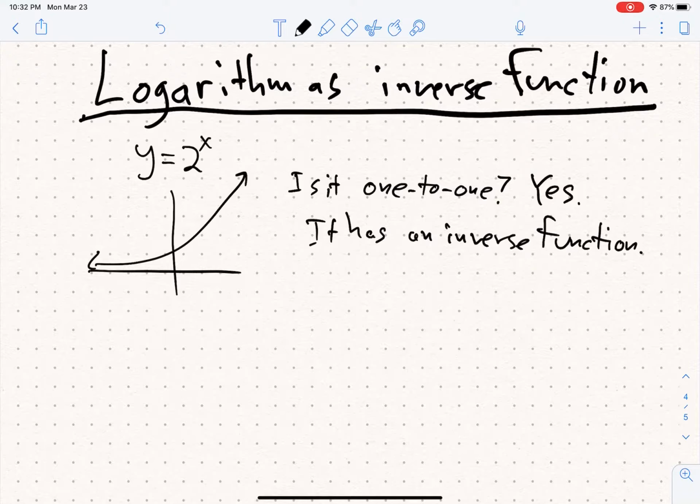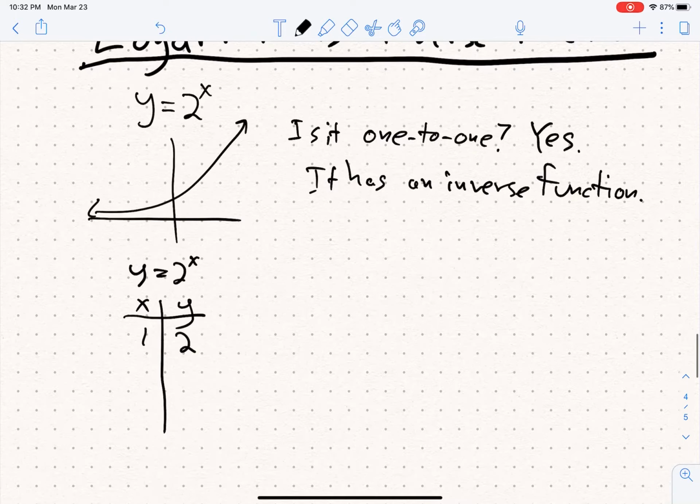So, what's the inverse function? If you remember y equals 2 to the x, if we just plot some points, the inverse function will be the one where we switch all the x's and the y's. So, for example, if x is 1, then y is 2. So these are just some points on the exponential function. If x is 0, then y is 1. If x is 2, then y is 4. If x is negative 1, then y is a half.